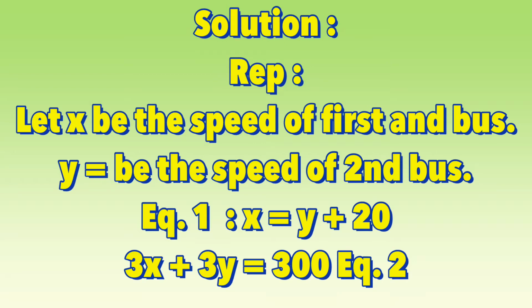So the equation 1, x equals y plus 20, because this came from the statement: the first bus is 20 kilometers faster than the second bus. So the second bus is y. So that's why our equation 1 is x equals y plus 20. And our equation 2 is 3x plus 3y equals 300, because of the total distance of the two buses, 300 kilometers.